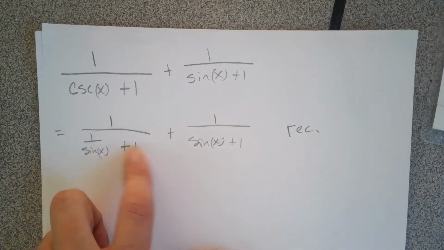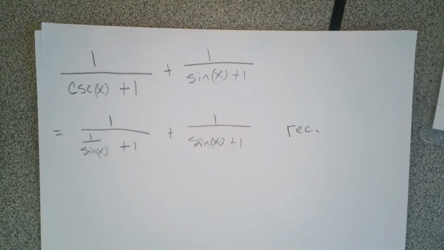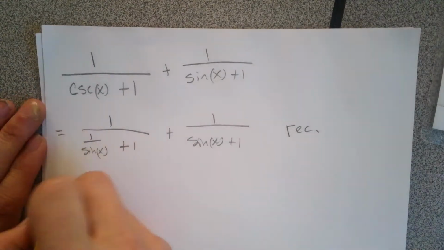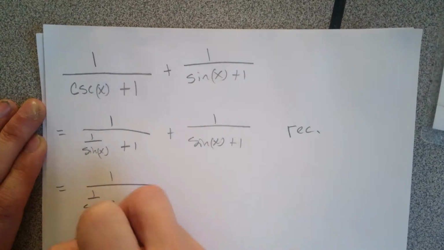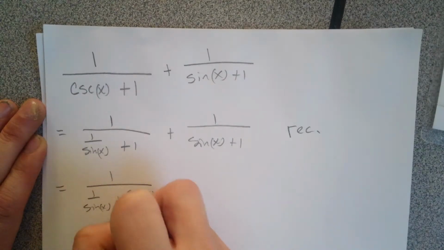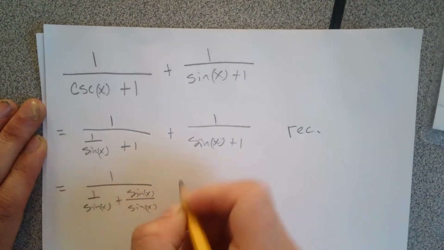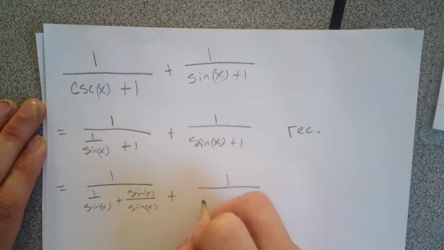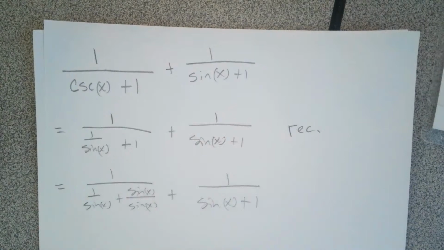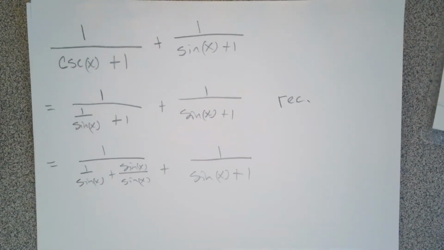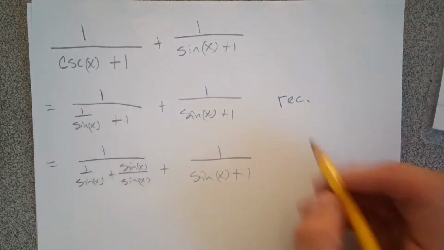How can I add those together? All right, common denominator. What's it going to be? And I'm going to rewrite 1 as sine of x over sine of x. What did I use? Just some algebra.